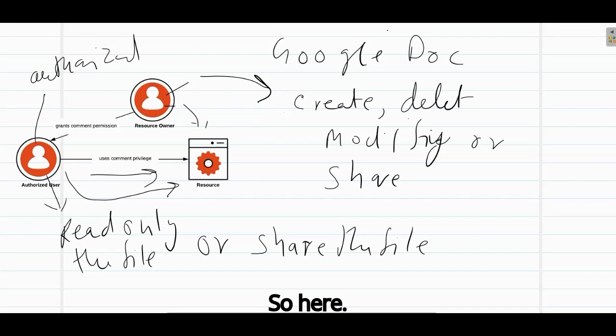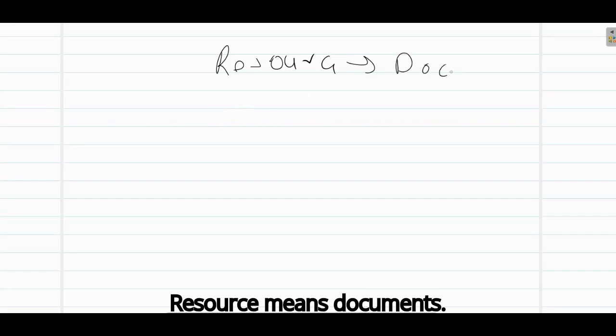So here three things are there. One is resource. Resource means documents.